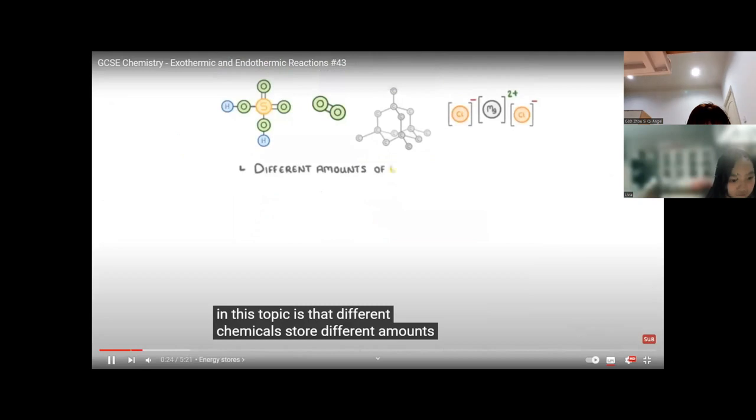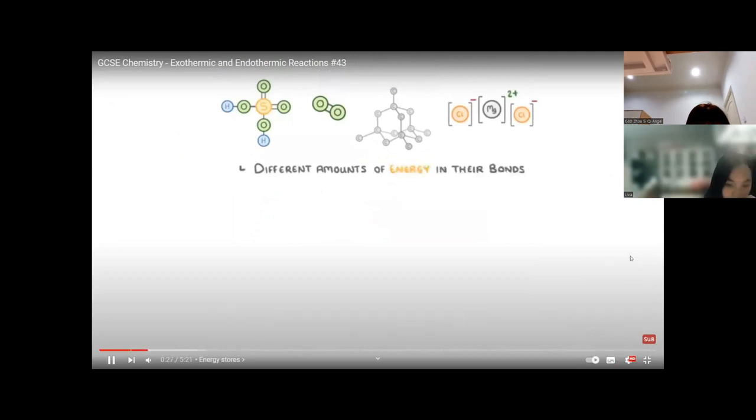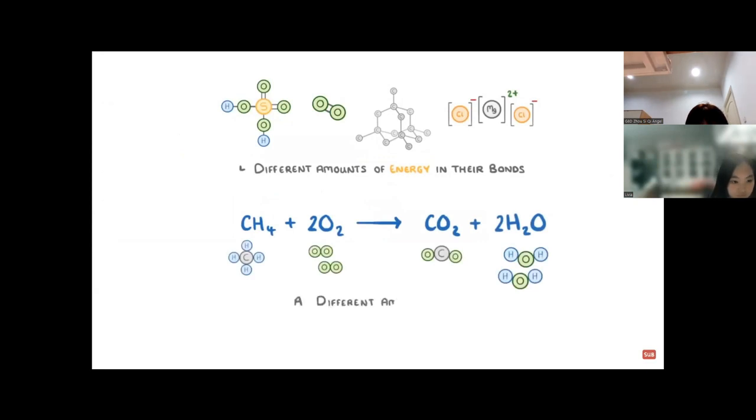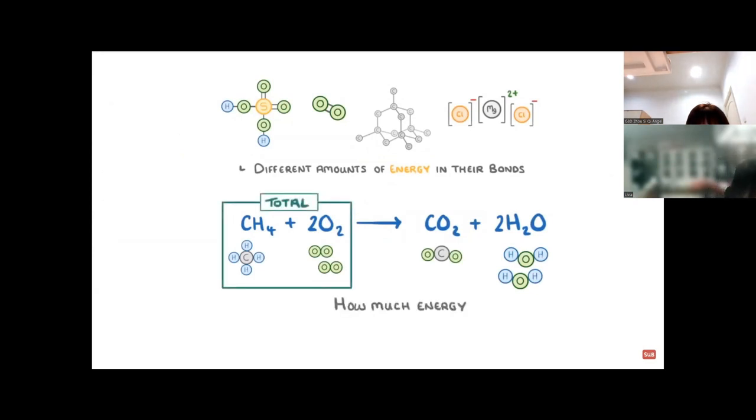Different amounts of energy. For example, if you put the reaction in with the carbon dioxide, then each of the different molecules will play a different role. Or in other words, each has different amounts of energy. It's important to also consider how much energy the products have.